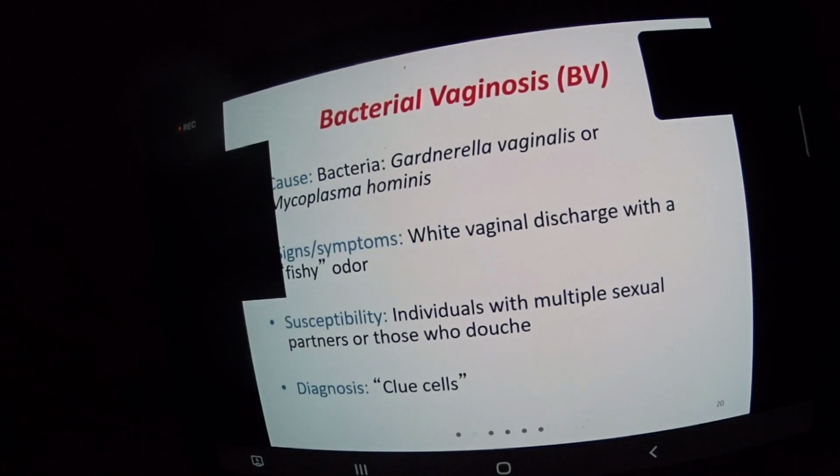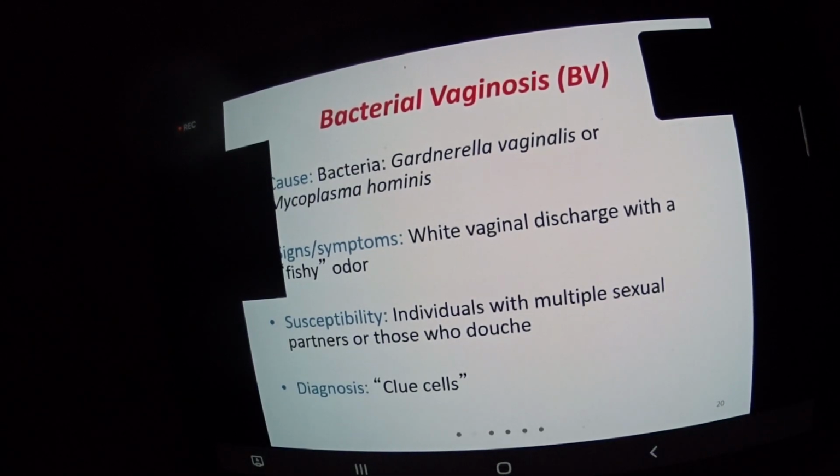Okay, next one, bacterial vaginosis. So this is inflammation and infection of the vaginal tract. There are many bacterial causes. The most common ones they see are Gardnerella vaginalis and Mycoplasma hominis. So these are two of the common ones that they see in people. Again, it's found in the environment easily and it gets into the vaginal tract. And many times, again, it does not have to be sexual.